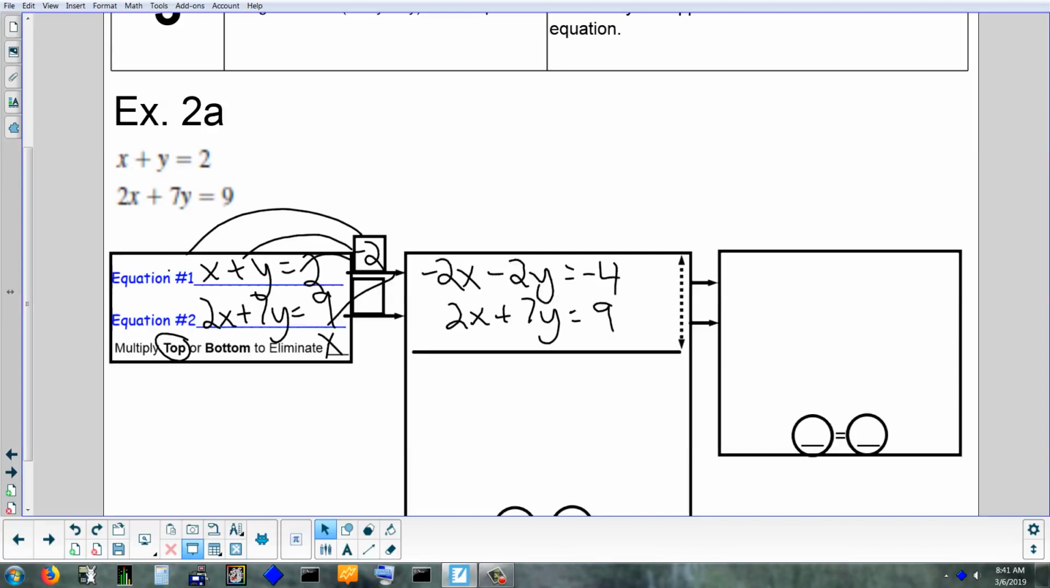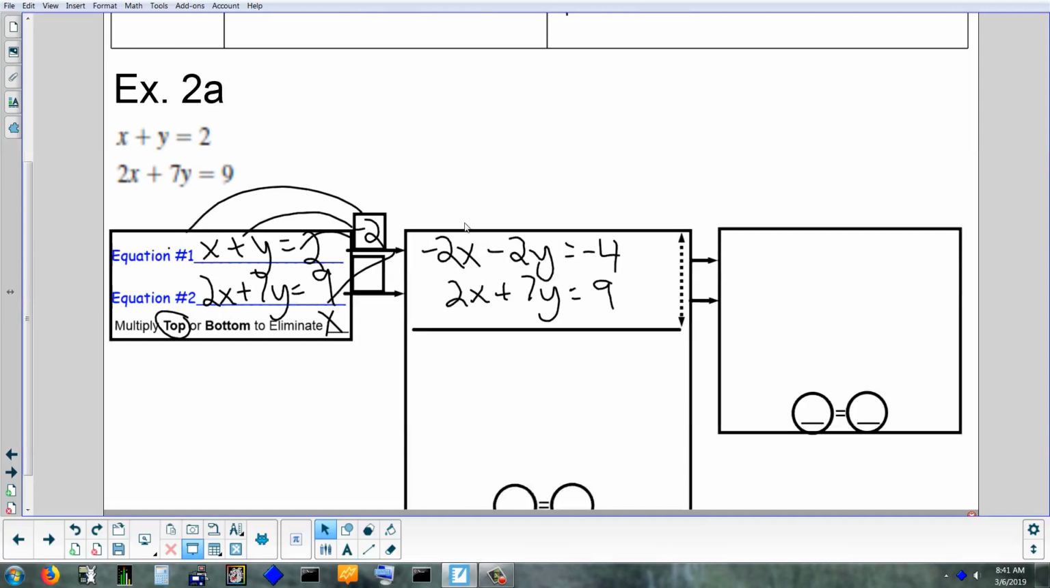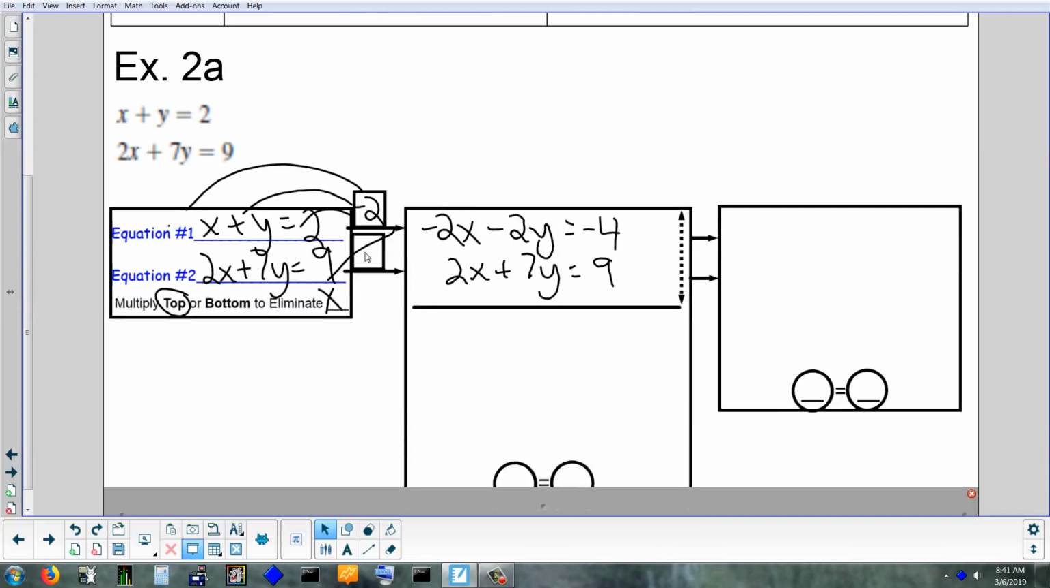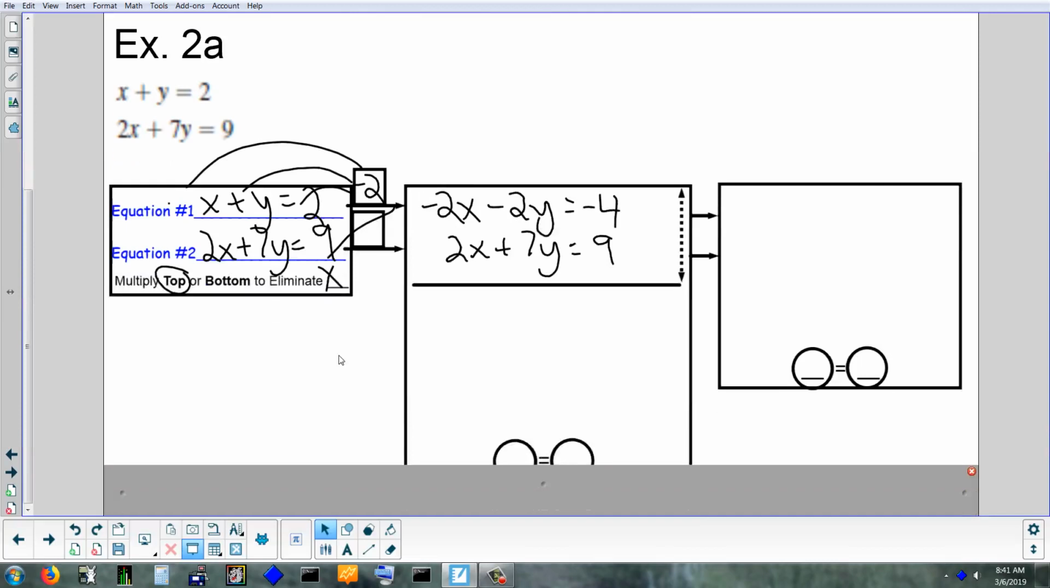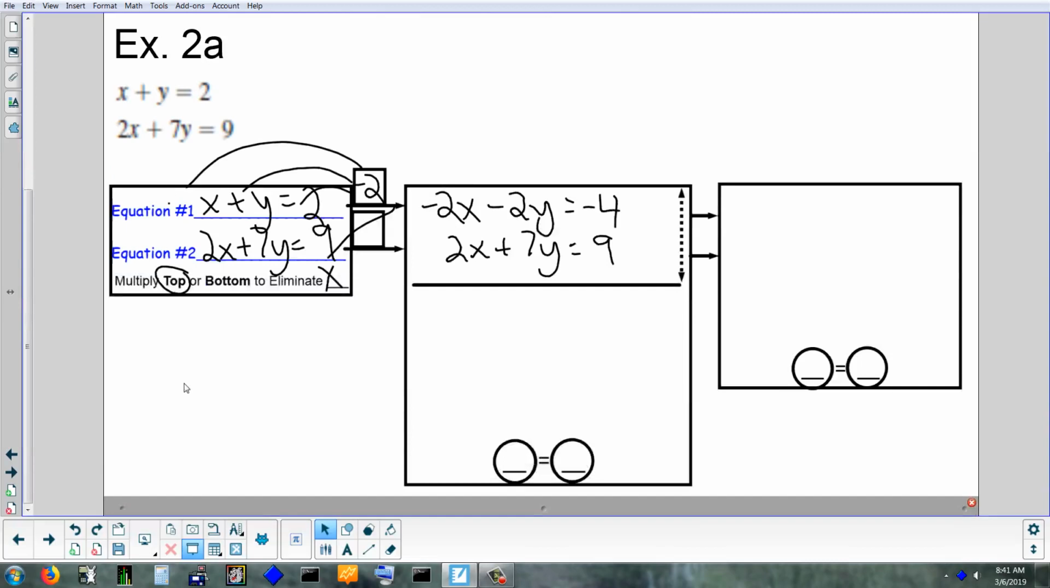Negative 4. Perfect. Again, what's being eliminated? What variable? X, right? We put it here. Like I told you before, if you don't fill this in, it's not the end of the world. If you don't do this bottom part, that's okay. It might be helpful just to remind yourself that cancels out.